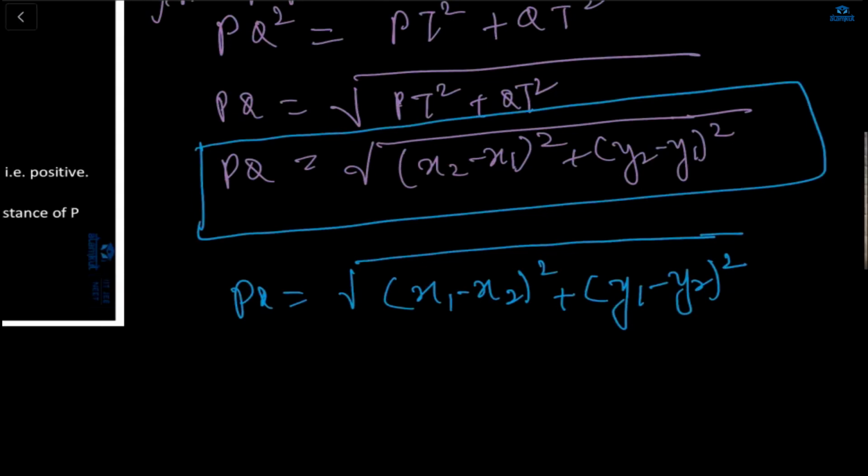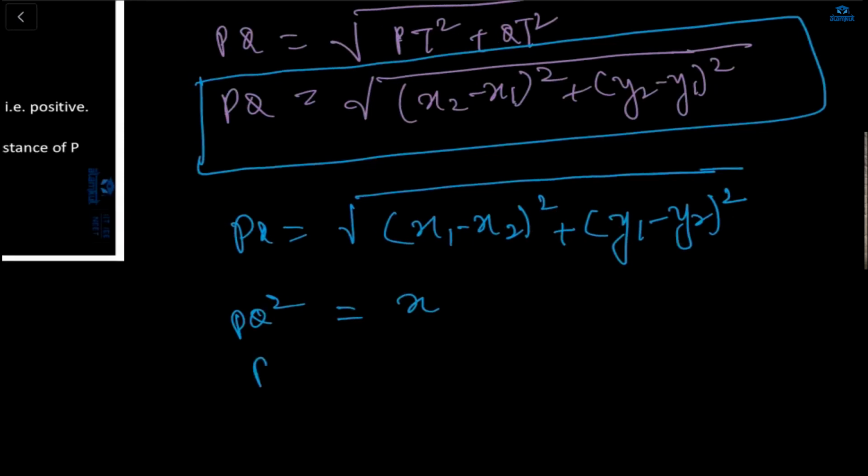Now whenever we have a square and we remove this square, we take the square root on both sides. So this side the square removes and this side comes the square root. So we always get two values, plus and minus. In this case also we'll get two values, plus and minus, but we will ignore the negative value, because distance cannot be negative.